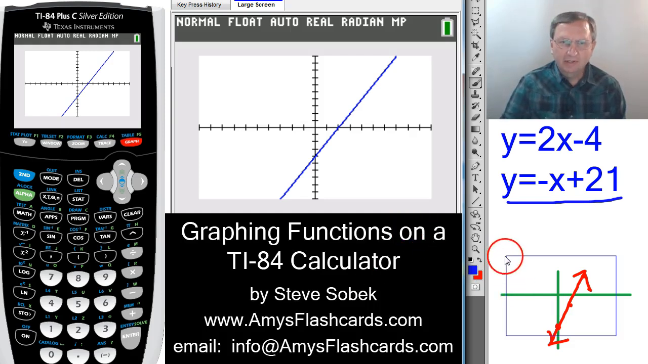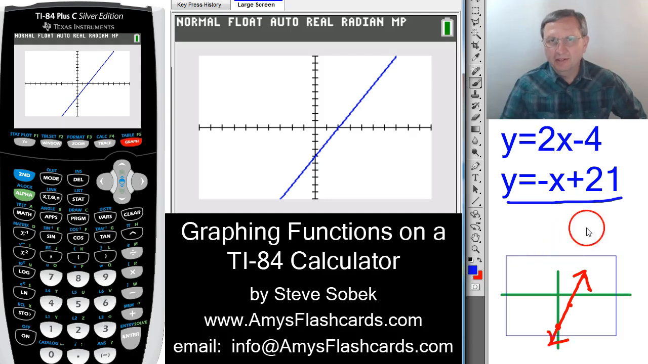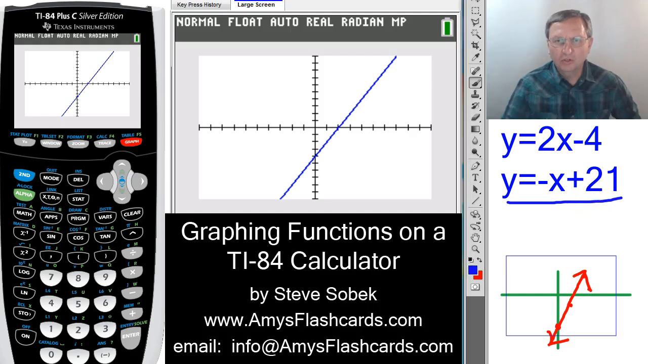Now, if this rectangle represented the current viewing window, then let's use what we know about linear functions to help us to change the window to something that would be more suitable. We know that the y-intercept is positive 21. That means the point 0, 21 is one of the points on that line. Well, you see, 0, 21, that would be way up yonder, even higher than this.